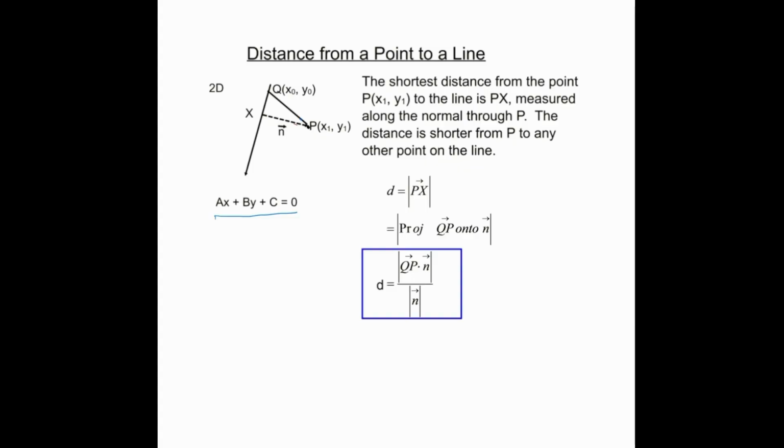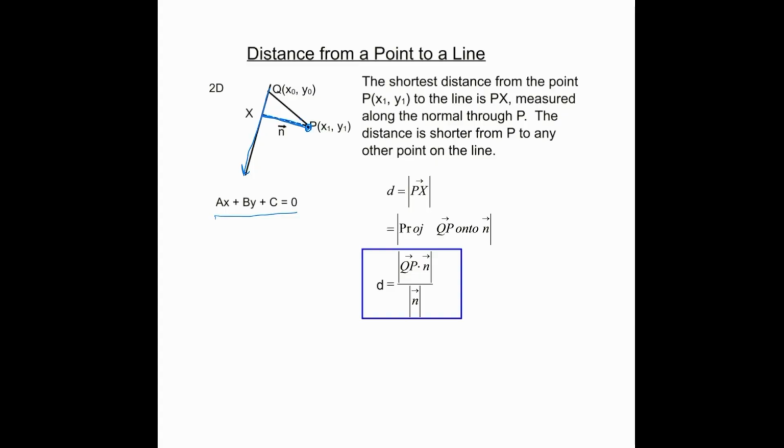So the shortest distance from this point here, P, which is (x1, y1), to this line that we have here is going to be that distance PX. It's going to be this line right here. Well, that's perpendicular to the line. And remember, we've been describing that as the normal. The normal is perpendicular, and that line PX is measured along the normal through point P. That distance is shorter from P than to any other point on the line.